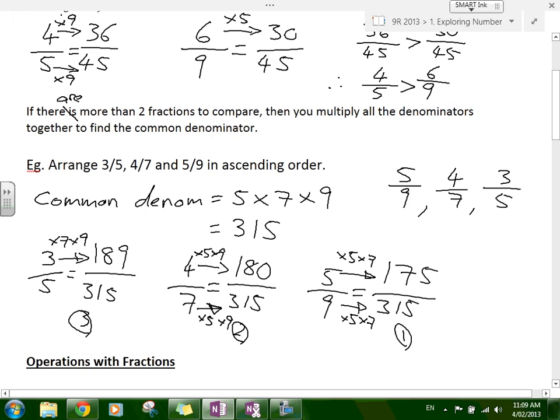What's the easiest way to answer a question like this? Use your calculator. 3 divided by 5 is 0.6. 4 divided by 7 is something a bit less. 5 divided by 9 is something a bit less. Okay, but it's good to understand what's happening, what you're actually doing by changing denominators and comparing. So write this example down. You can always check it with your calculators.